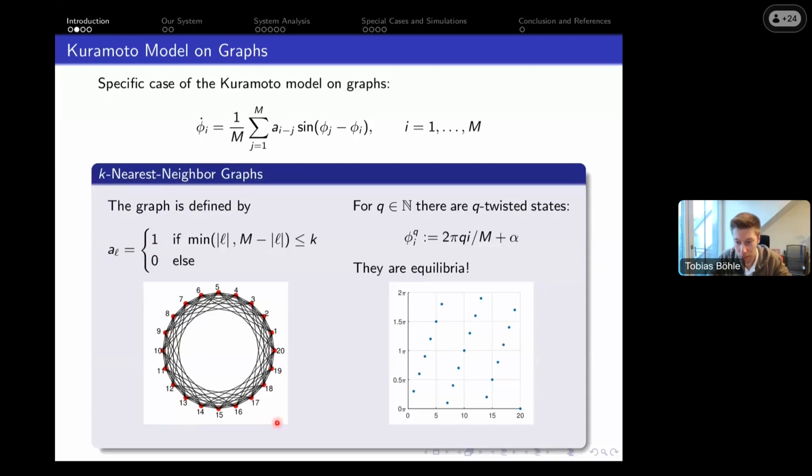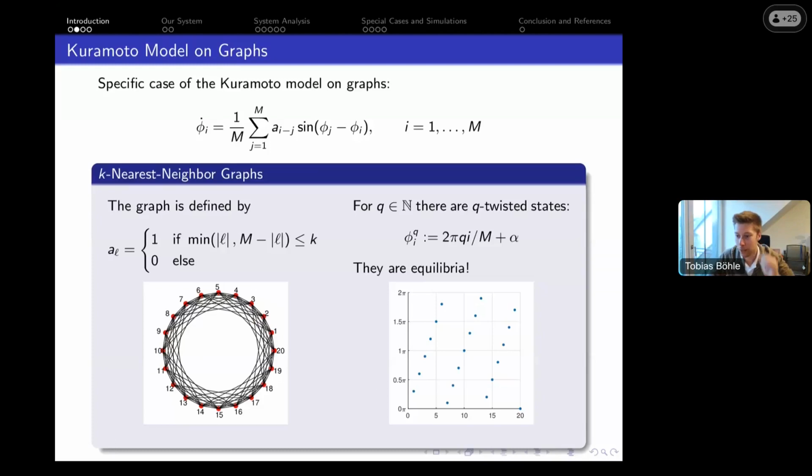So for example, this picture depicts a 5 nearest neighbor graph on 20 nodes. You can see that there are 20 nodes and k is equal to 5, which means every oscillator, say the first one, is coupled to 5 oscillators to the right. So 1 is coupled to 2, 3, 4, 5, and also to 6. And then the oscillator is also coupled to k oscillators to the left. That's why in this example k would be 5.